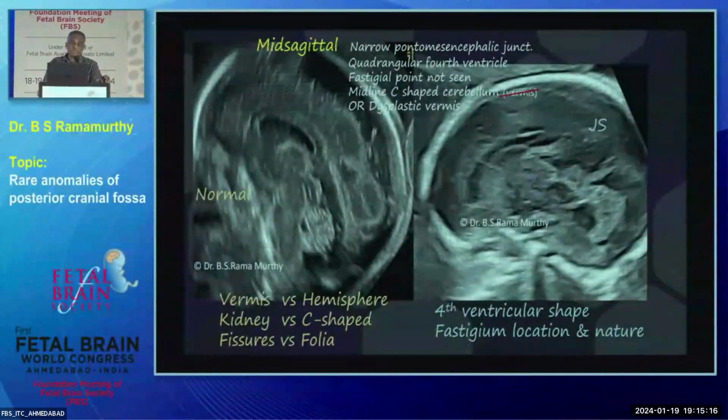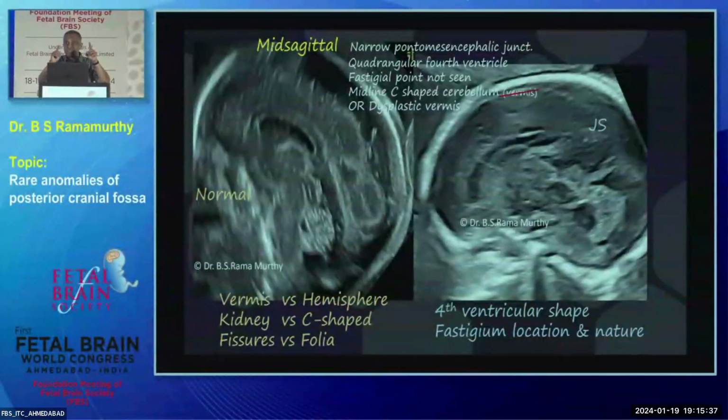Now, this is important, the mid-sagittal. Dr. Rui actually spoke to us about it. You have the normal here, you have the abnormal here, normal versus abnormal. Now, in this case, we saw the two hemispheres touching each other. So if I go midline, what is the posterior fossa organ that you're going to cut?